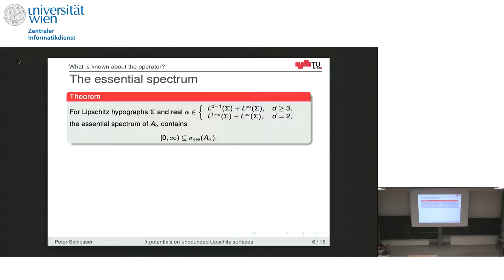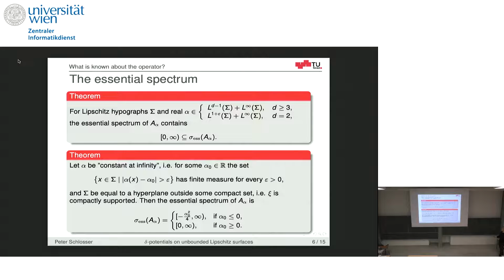Okay, going a little further, the essential spectrum of such a general A alpha. What you know is, for these general alphas and the hypergraph, you only know that 0 to infinity is part of the essential spectrum. You can simply construct a Weyl sequence. But in general, you don't have equality here. You need a little bit more, because you can assume alpha to have some constant part, which is not forbidden here because L infinity shows up here. And when you have a constant part, you have a shift in the essential spectrum, in particular when you have a negative constant part.